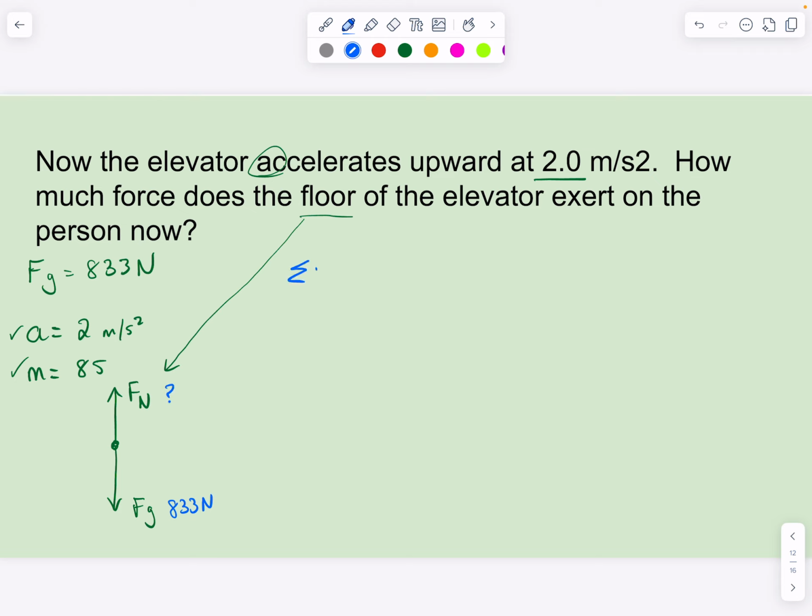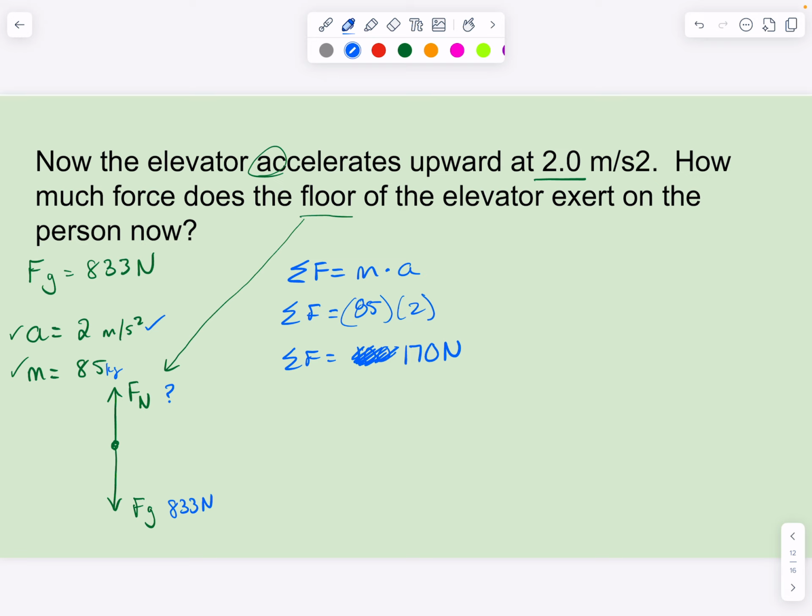So to find that, we'll find the net force, and we'll say that's equal to the mass of the object times the rate of acceleration. And in this case, the mass is still 85 kilograms, and the acceleration is 2 meters per second squared. So in this situation, I have 85 times 2. So the net force is equal to 170 newtons of force. That is going to be my net force in this situation.